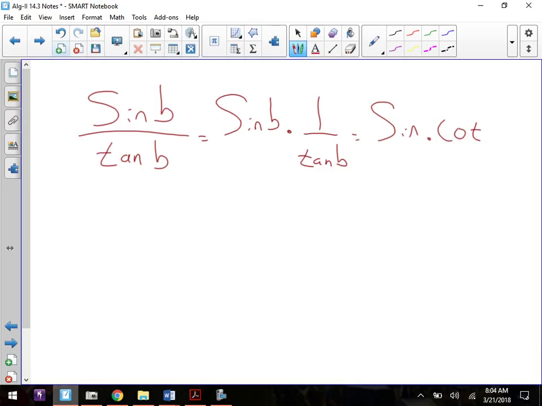And what is cotangent in terms of sines and cosines? Cosine over sine. So you get sine times cosine over sine. And what drops? All you're doing is rewriting. Direct substitution and rewrite.